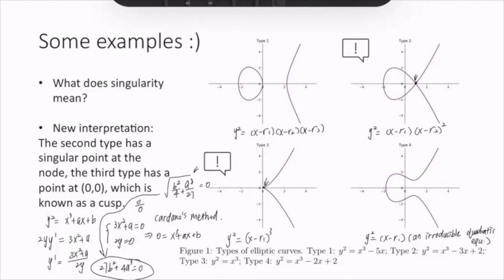So for an elliptic curve to be non-singular, we shall have 27b squared plus 4a to the third is not equal to 0.